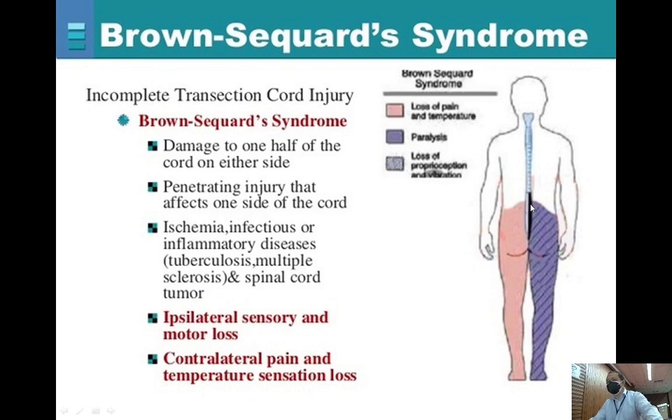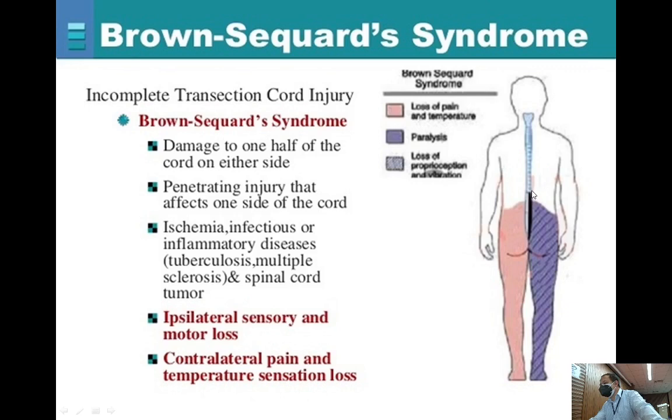So if you look below the level of the injury, what can be the features? Let us look at sensation. What is happening is that the crossed fibers will be affected. Let's take first the same side, the same side of the injury, and then the opposite side.